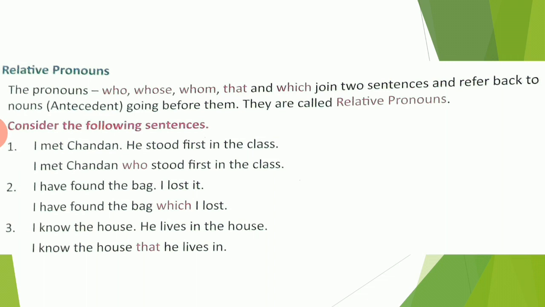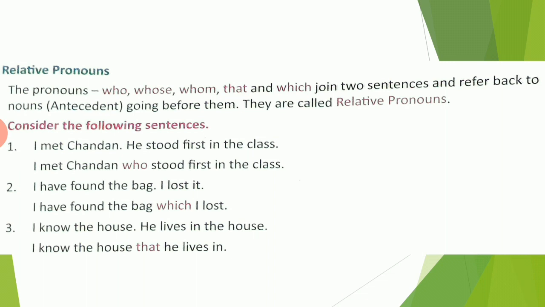So again, to join these sentences: I met Chandan who stood first in the class. Over here, who is the relative pronoun, but the noun coming before the relative pronoun is known as its antecedent. So who is a relative pronoun and Chandan is actually what? It is the antecedent of that relative pronoun.